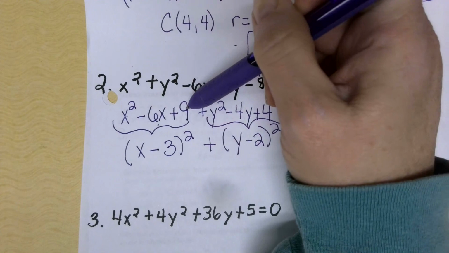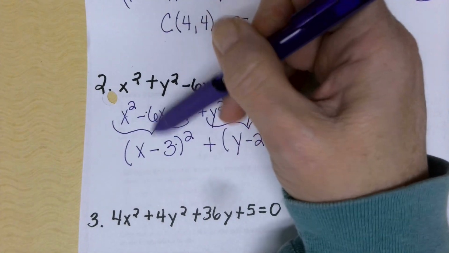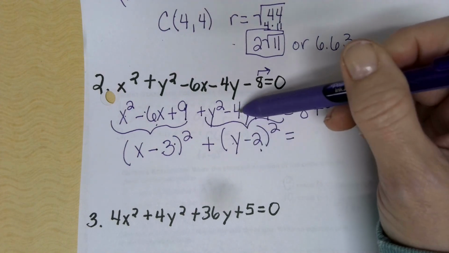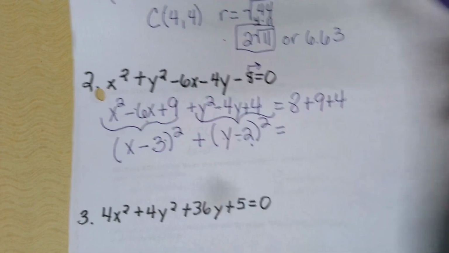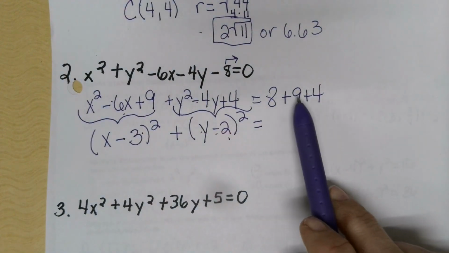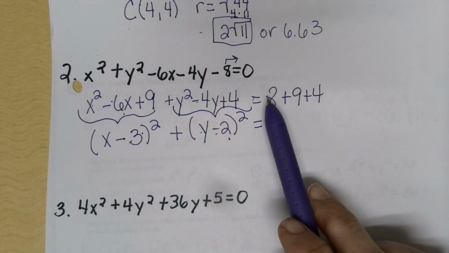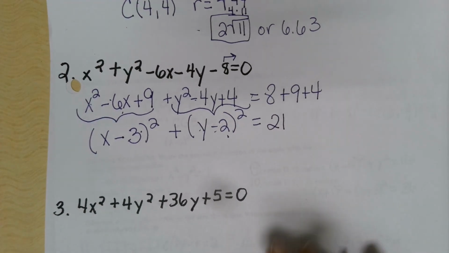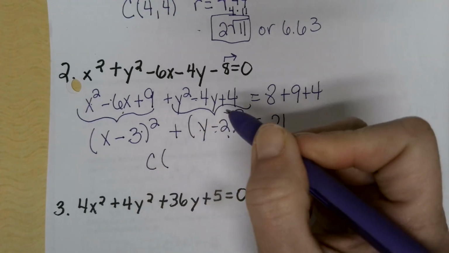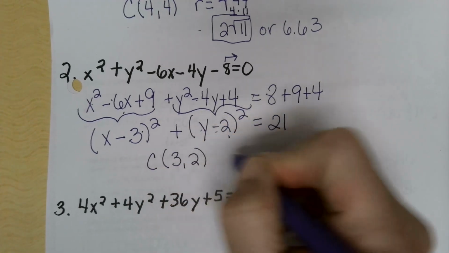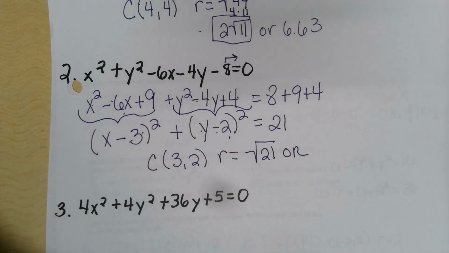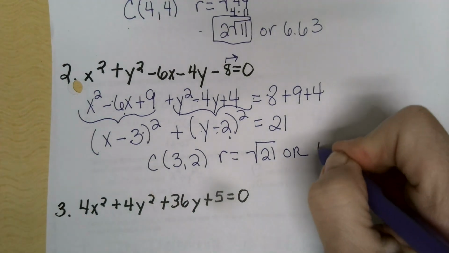X times x, 3 times 3, 6 says, hey, you got to use a negative. Y times y, 2 times 2, this guy says, hey, you've got to use a negative. And then 9, 10, 11, 12, 13, 21. Okay. So then my center is (3, 2). And my radius is the square root of 21, or that decimal, is 4.58.